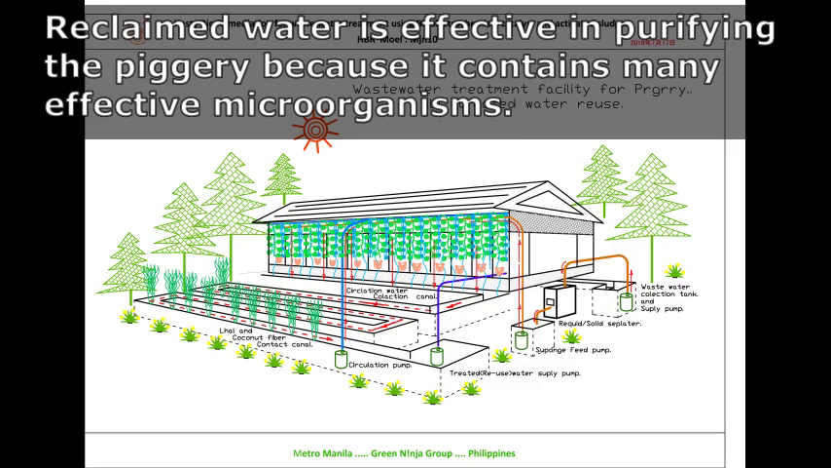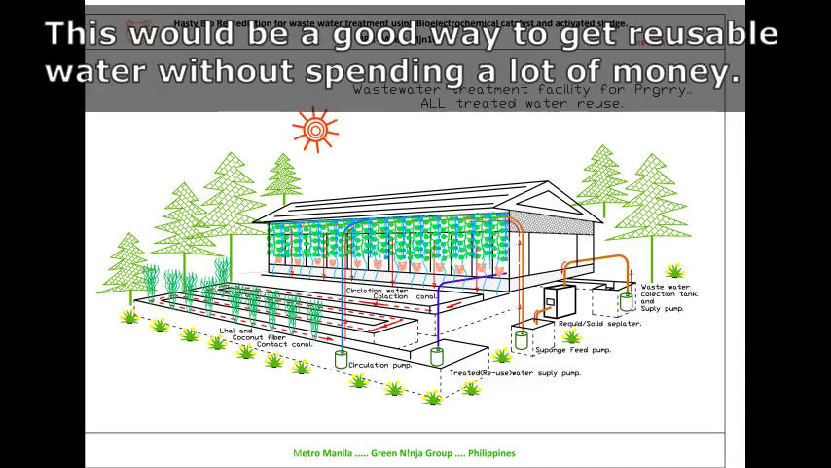Reclaimed water is effective in purifying the piggery because it contains many effective microorganisms. This would be a good way to get reusable water without spending a lot of money.